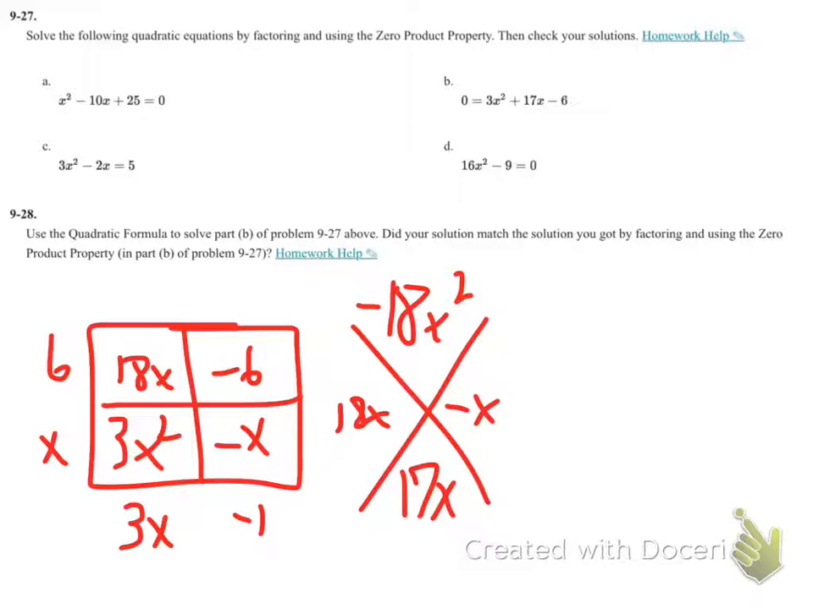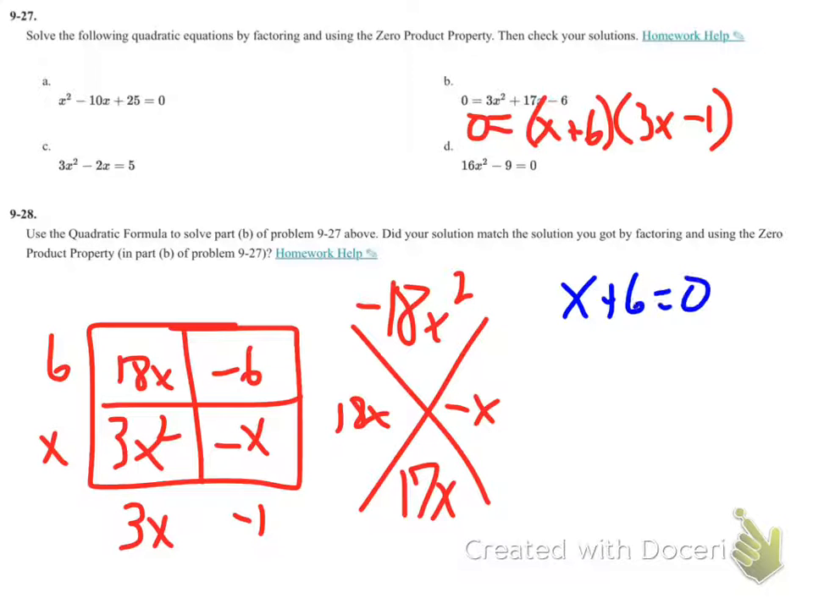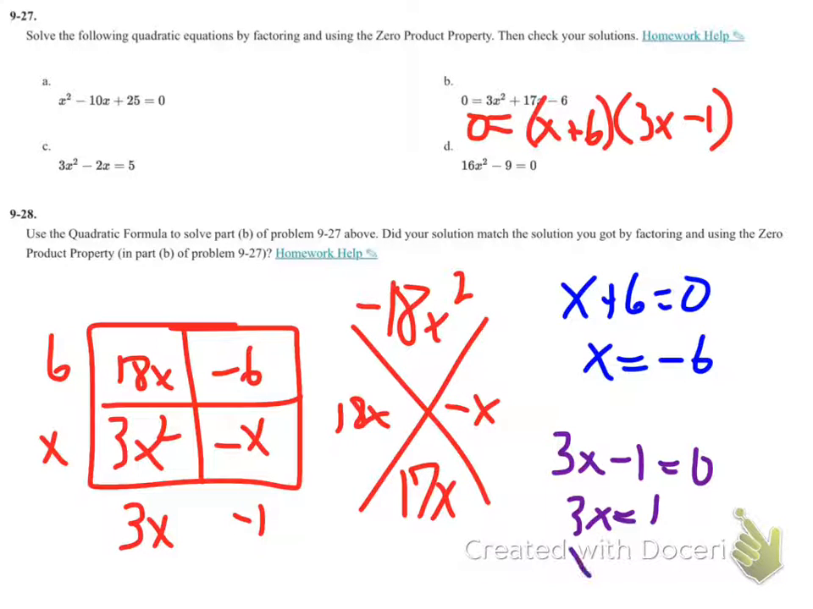Now doing my zero product property, this is 0 equals x plus 6 and 3x minus 1. The zero product property gives me x plus 6 equals 0, so I have negative 6. My other solution comes from 3x minus 1 equals 0, which gives me 3x equals 1 and x equals a positive 1/3. Taking a look then at the next problem.